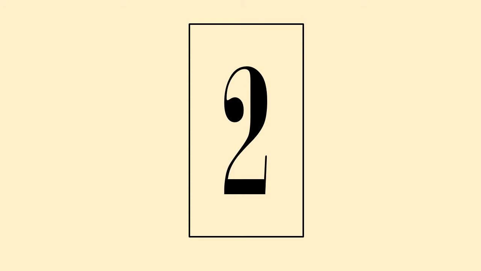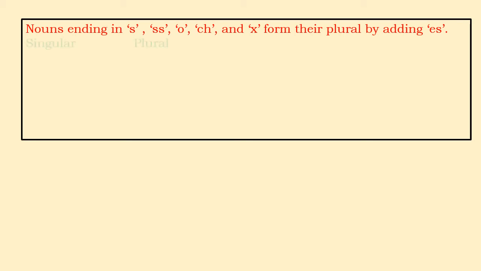Rule number 2. What does it say? Let's understand that. Nouns ending in s, double s, o, ch and x form their plural by adding es. How do we add es with the singular nouns? Number 1. Bus. If we have to write the plural of bus, we will write es with bus and it will be written in the plural form.